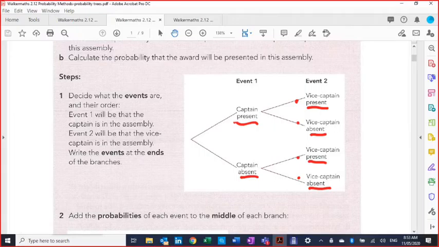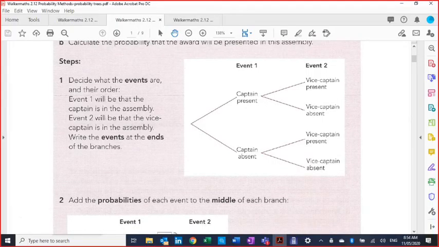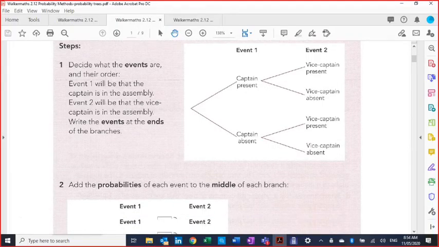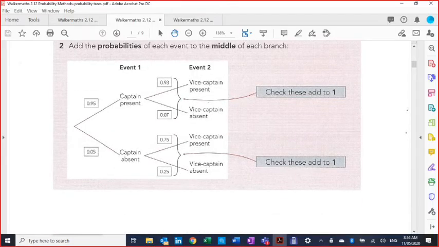Now, let me see if I can scroll up a little bit. Yeah, they redo it anyway, so okay. So we're going to add the probabilities for each event to the middle of each branch. So adding it means they mean writing it in, not add like the addition.